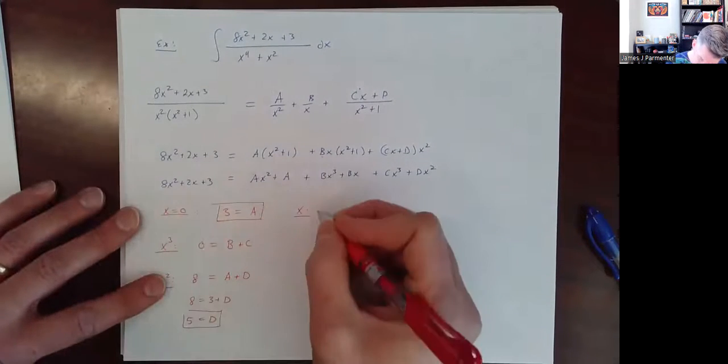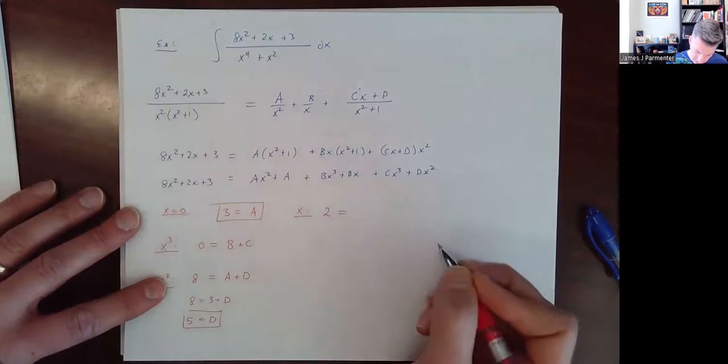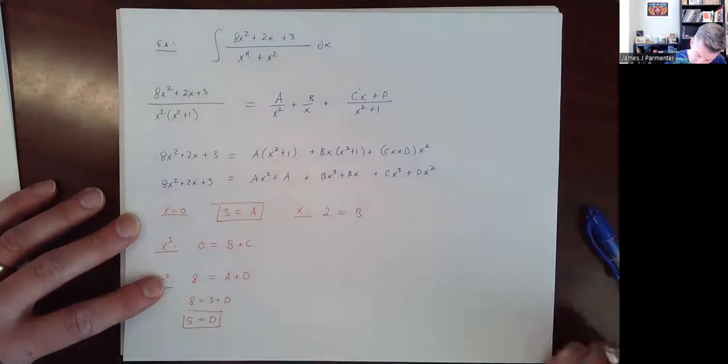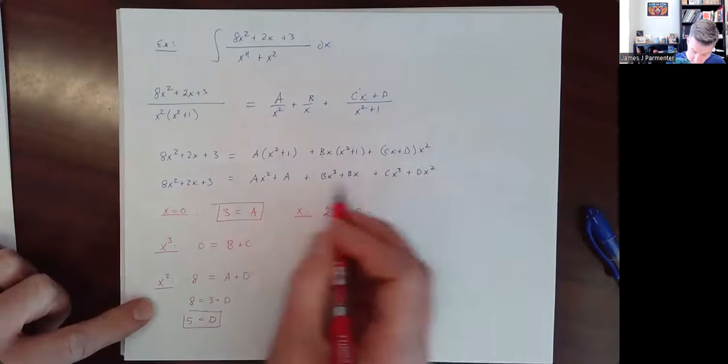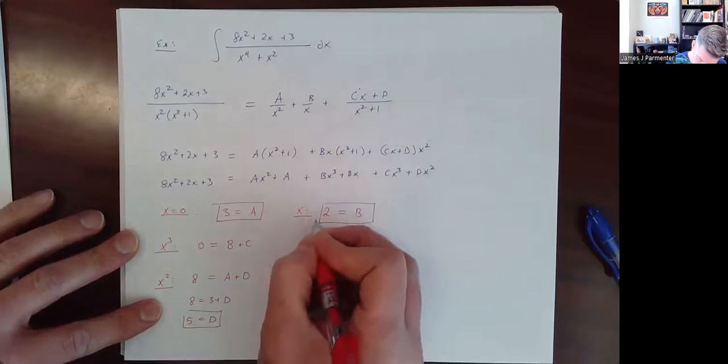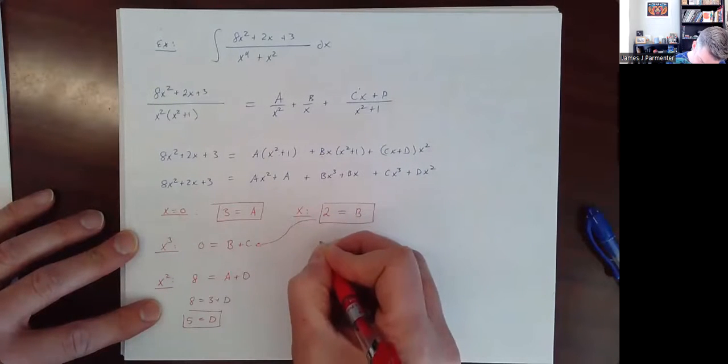Let's look at x. On the left-hand side, I have a 2x. On the right-hand side, I have a b times x. And that's actually it, right? There's no other coefficient of x. So b equals 2. And then I can plug that back in over here to get that c must equal -2.